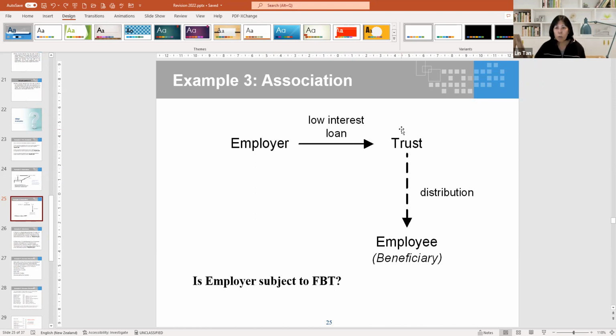So we have to check whether the trust is an associated person of the employee or not, right? Based on the associated person rules that we have looked at earlier, a trustee of a trust and the beneficiary are associated with one another, and therefore this low interest loan is deemed to be provided to an associated person of an employee, and therefore the employer is subject to FBT.